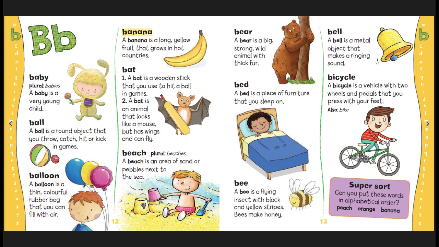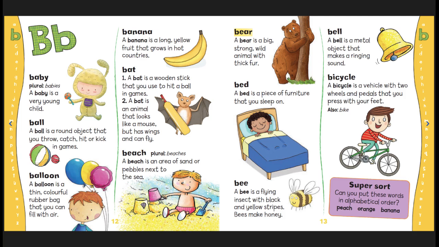Banana. A banana is a long yellow fruit that grows in hot countries. Bat. 1. A bat is a wooden stick that you use to hit a ball in games. 2. A bat is an animal that looks like a mouse but has wings and can fly. Beach. Plural, beaches. A beach is an area of sand or pebbles next to the sea.